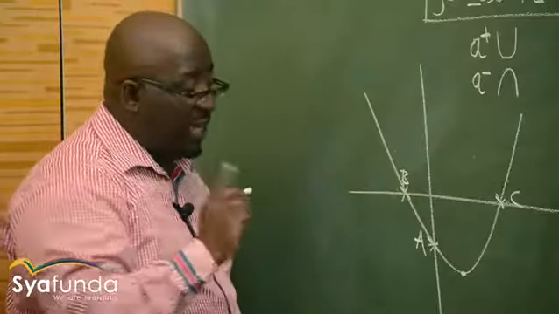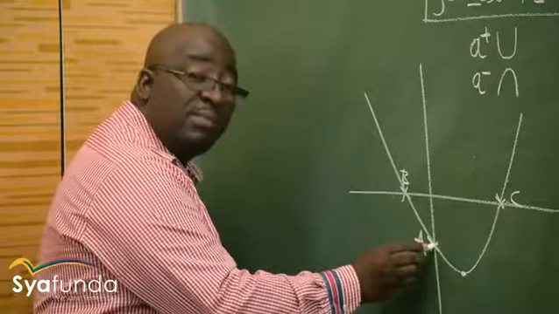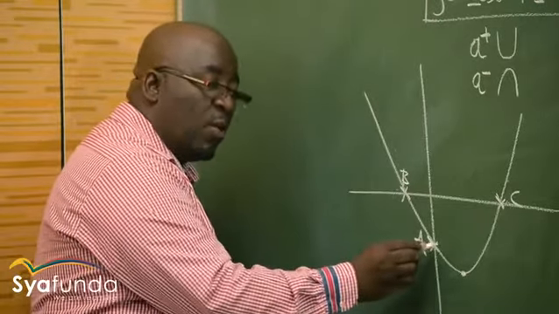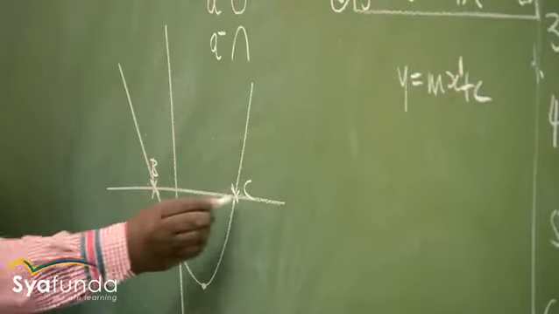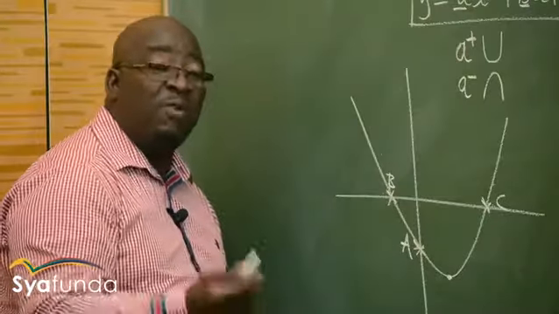So we just need three things. Number 1, the y-intercept. How do we find it? We make x equal to 0. Number 2, the x-intercepts. How do we find them? We make y equal to 0, then we factorize.